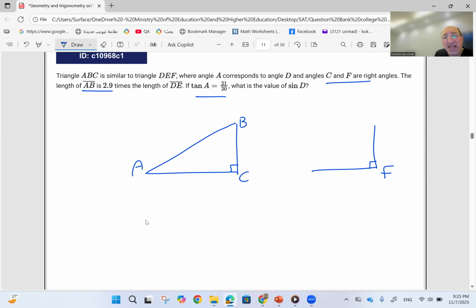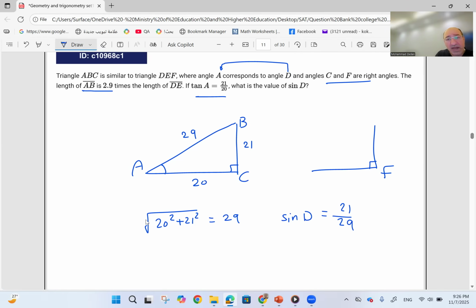So when I say tan A is 21 over 20 and I ask you to find sine D, D corresponds to A, so D is the same as A. First find the hypotenuse by writing 20 squared plus 21 squared, to get that the hypotenuse is 29. After that, sine D, because D is the same as A, so sine A or sine D, it doesn't matter, will be 21 over 29. Okay, this is the answer.